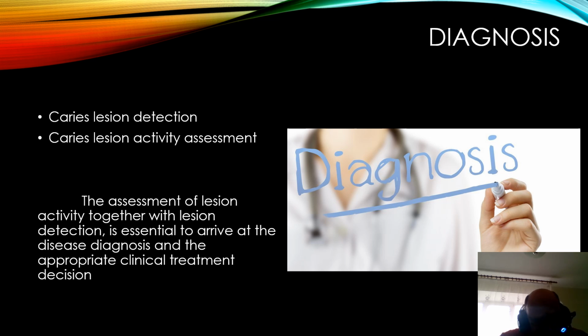Now let's talk about diagnosis of caries. Diagnosis of caries includes two main parts: caries lesion detection and caries lesion activity assessment. The assessment of lesion activity together with lesion detection is essential to arrive at the disease diagnosis and the appropriate clinical treatment decision.